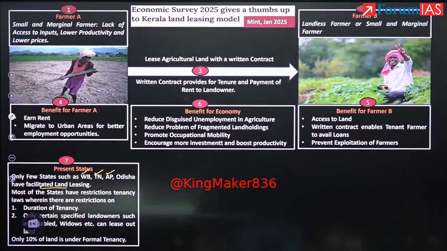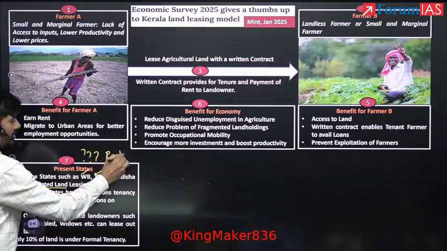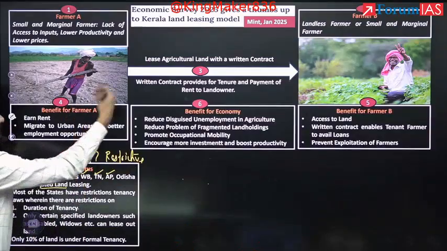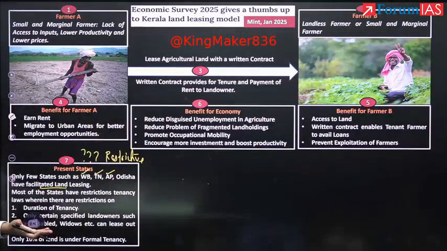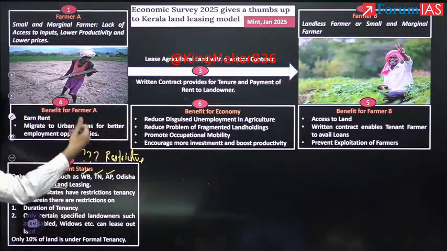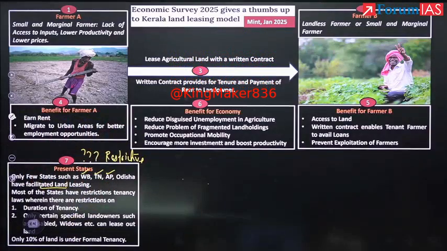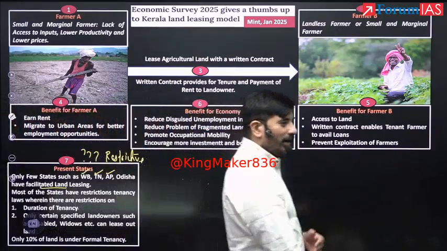Put your mind to work and tell me, why do you think states have adopted restrictive tenancy laws? Why do you think states have not allowed this kind of formal tenancy? It's actually good, na? It's good for the landowner, it's good for the tenant farmer, good for the economy. Still, why most of the states have this kind of restriction? Take your time. 1 minute. Think first.